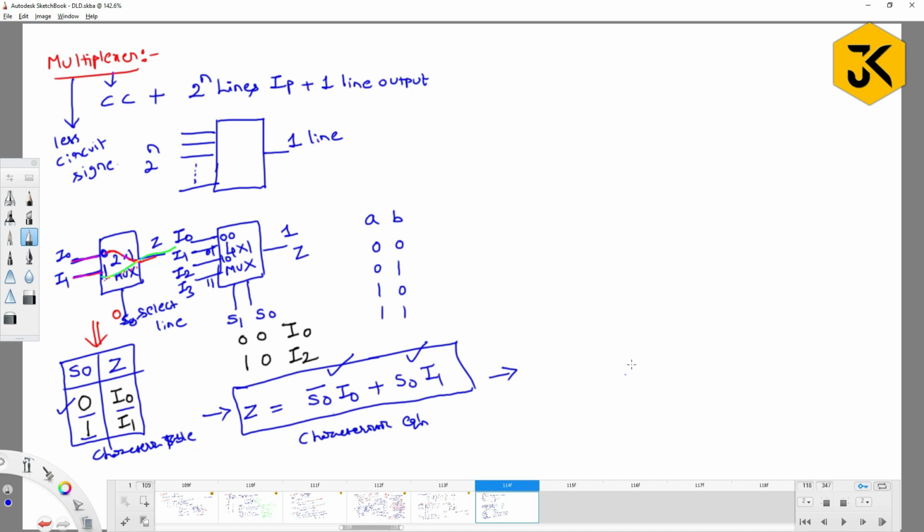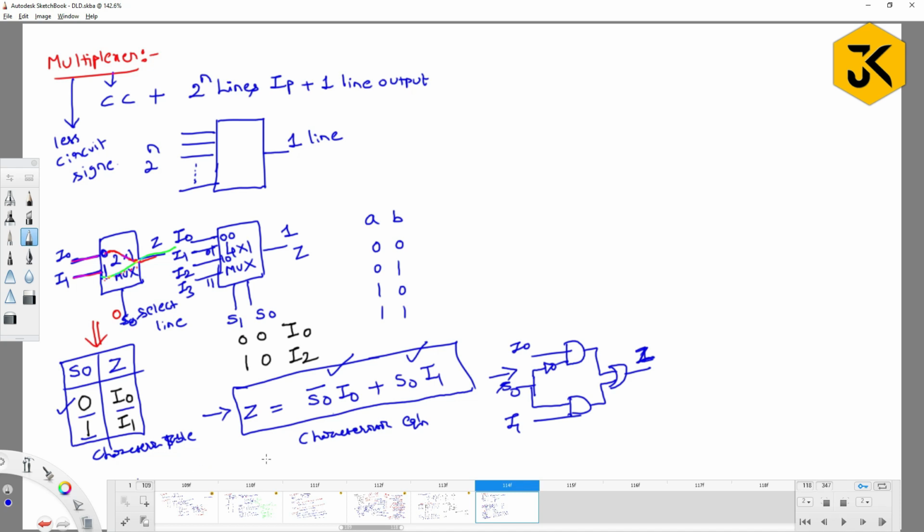From this characteristic equation, can we construct a circuit for it? Yes. You can simply take AND gates. This is a sum of products expression, so you have two product terms and you require two AND gates. One takes the input I0, another takes the input I1, and one is going to be complemented while the other is the direct value of S0. Both are combined and produce one output, which I am going to call Z.